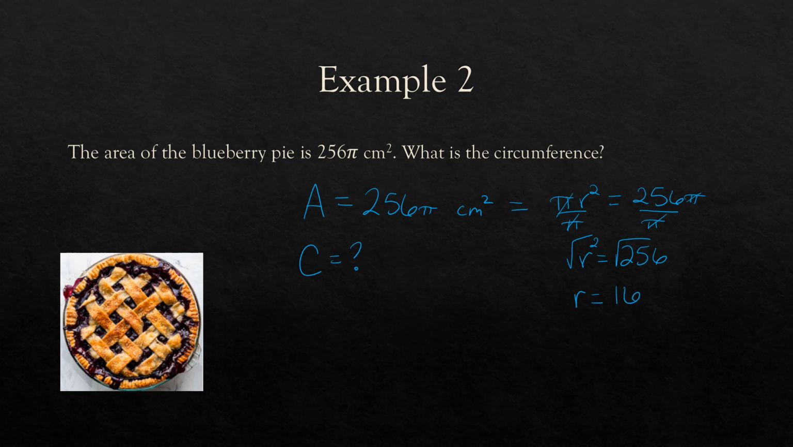Now how do we find the circumference? The circumference is 2 pi r. So 2 pi times 16. That means our circumference is 2 times 16, which is 32 pi. And our units, r would have been 16 centimeters. So all we would have had is the centimeters here. So 32 pi centimeters is the circumference of that blueberry pie.